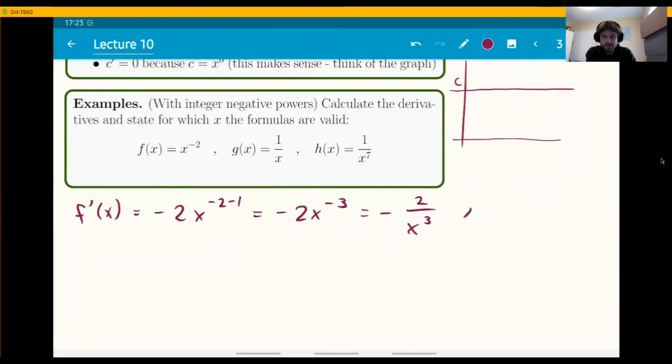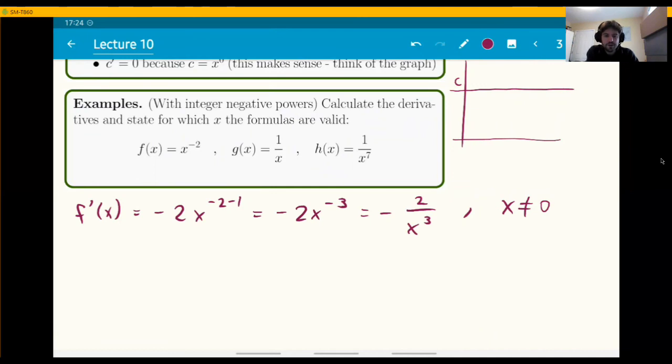So what is the domain for this expression? It would be different from 0. The formula for this derivative makes sense for all x's which are not 0, because there is an x in the denominator. So that's the derivative of x to the minus 2.